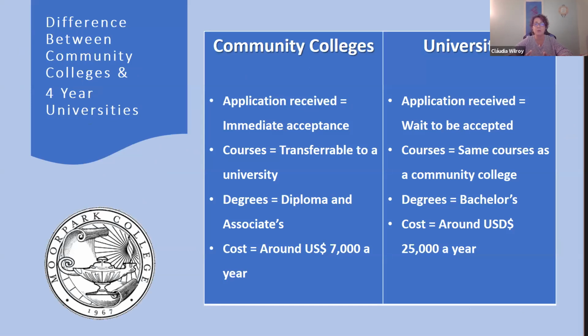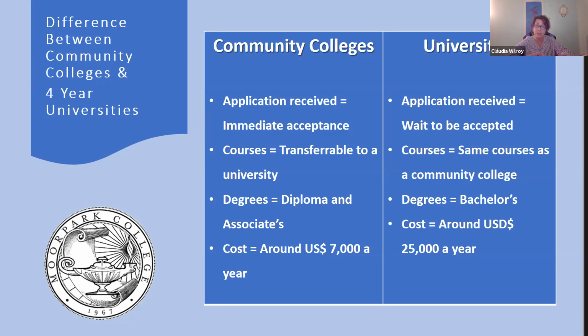So the difference between any community college and any university in the U.S. Community colleges are usually a 2-year program, and university usually a 4-year program. For the community colleges, you send an application, and you're immediately accepted. There is no need, you're not competing with any students. The community colleges in the U.S. believe that education is for everyone, so the colleges are open to every student.